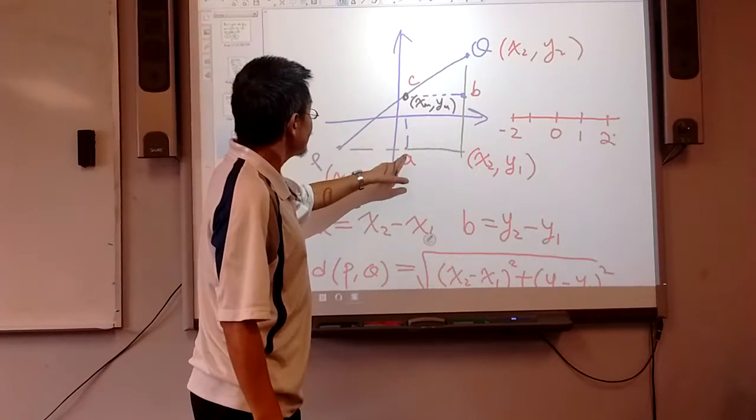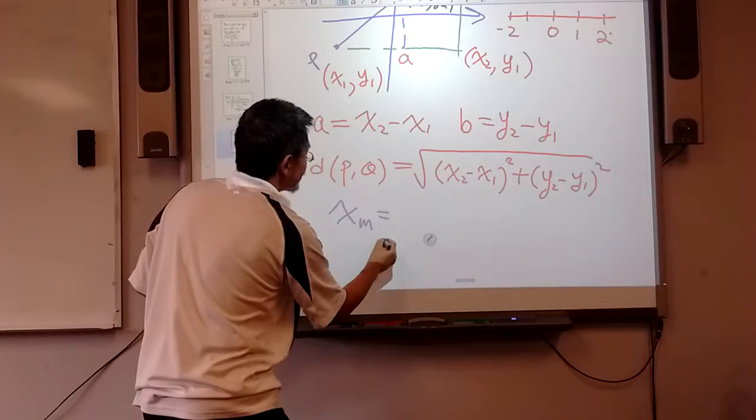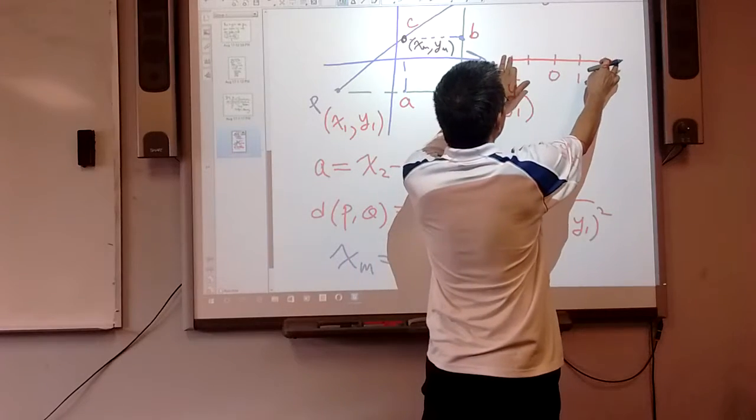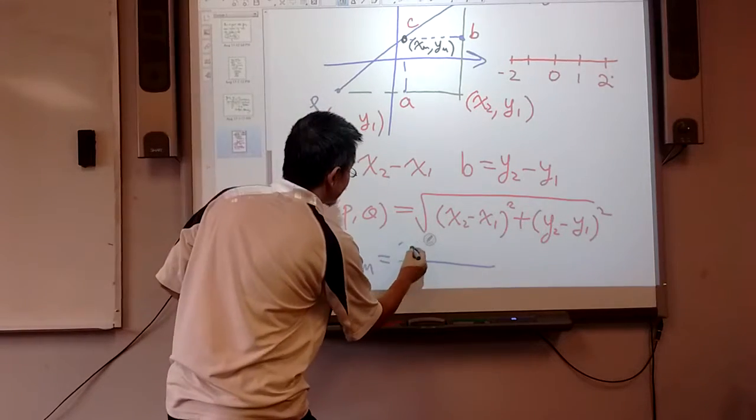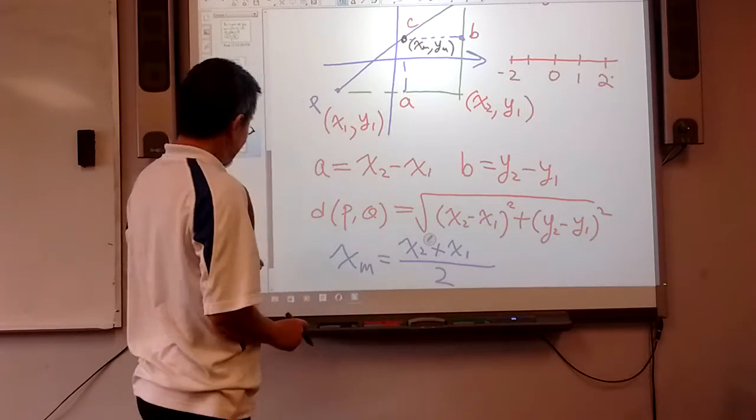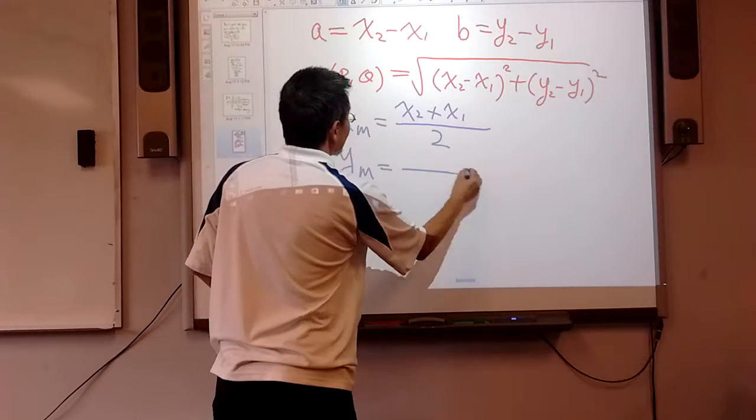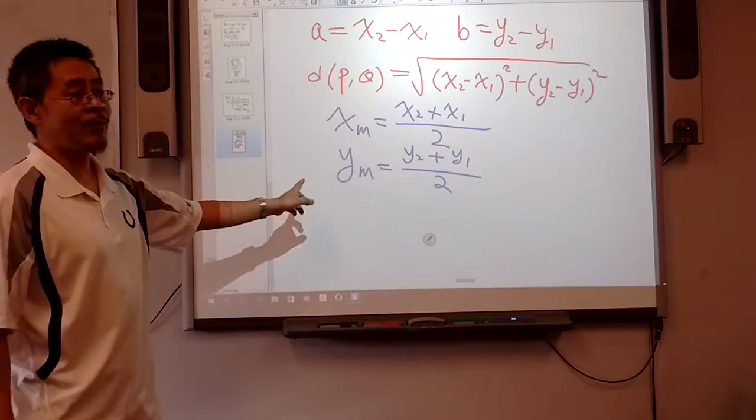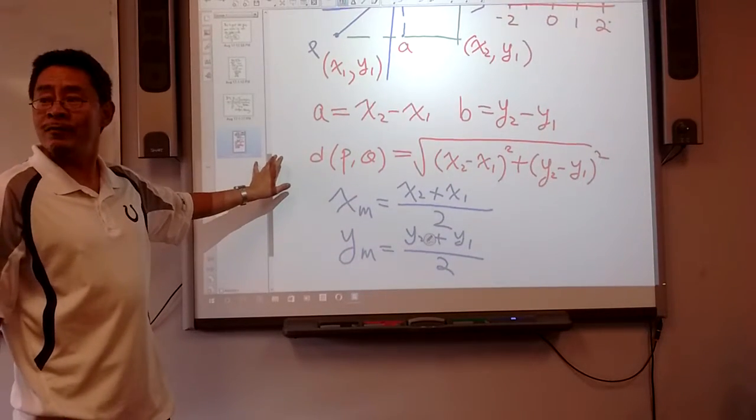So therefore, this x sub m is what? Remember, when we have the middle, just add these two points and divide by 2, right? So what do we have? X2 minus x1 over 2. No, sorry, plus x1 over 2, right? Same thing for y. What do we have? Y2 plus y1 over 2, right? So that's where our middle point formula comes from, which is actually quite simple, isn't it? If you look at it, actually quite simple.